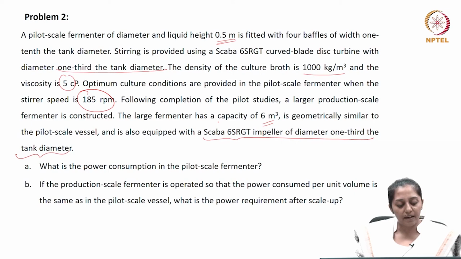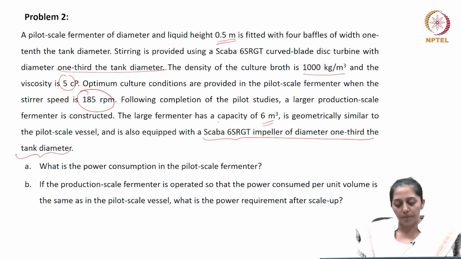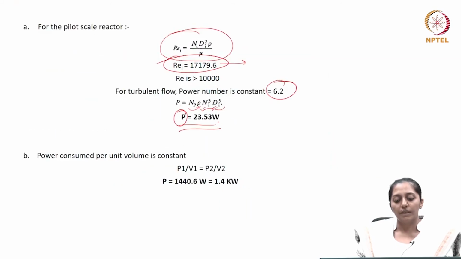Part B says that if the production scale fermenter is operated so that the power consumed per unit volume is the same. So, our scale up criteria is power per unit volume at the pilot scale level. What is the power requirement after scale up? Okay. So, we need to find at the production scale how will the power consumed change.